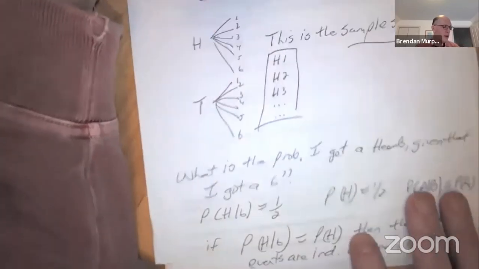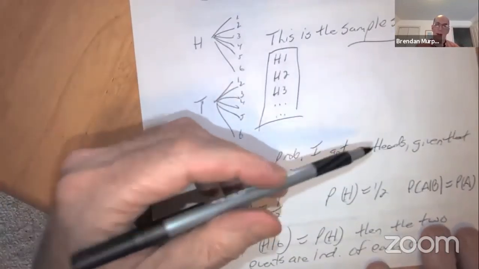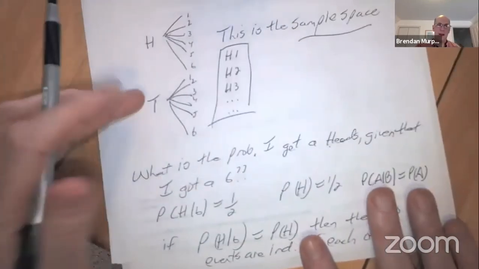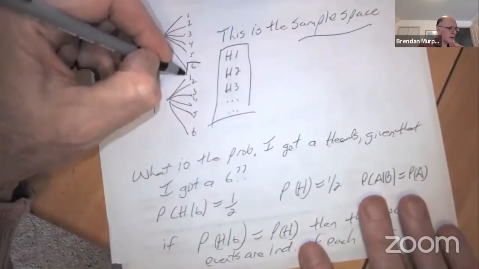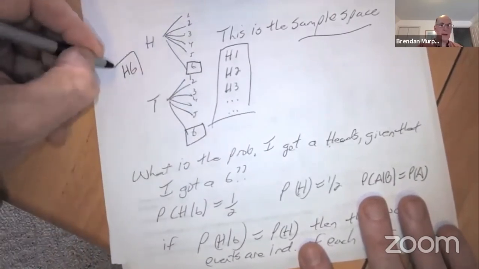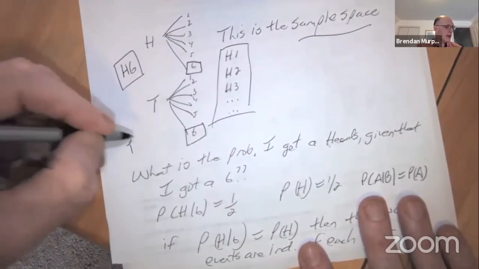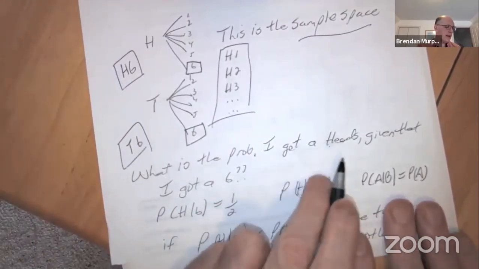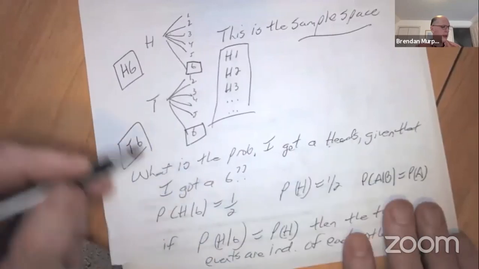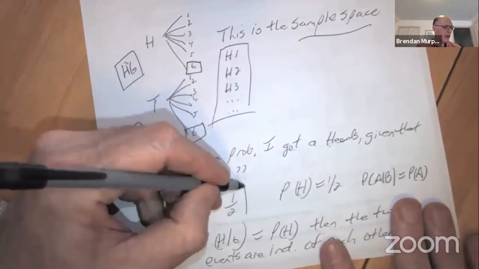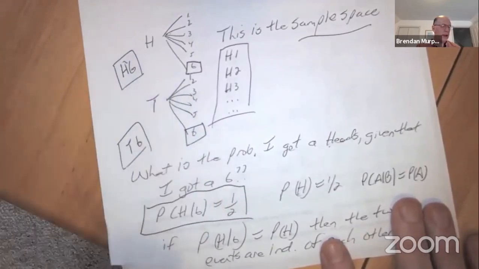So what is the probability that I get a heads given that I got a 6? Well, there's one 6 here, and there's one 6 here, and so I can get a heads and a 6, or a tails and a 6. So what is the probability I get a heads given that I got a 6? Well, I got a 6, I got a 6. What's the probability I get heads? It feels like 1/2. So the probability of heads given that I got a 6 is 1/2.